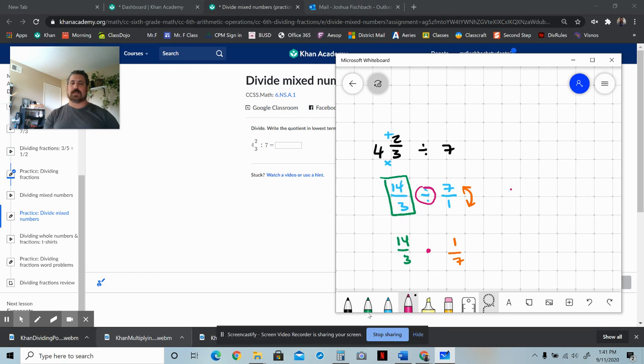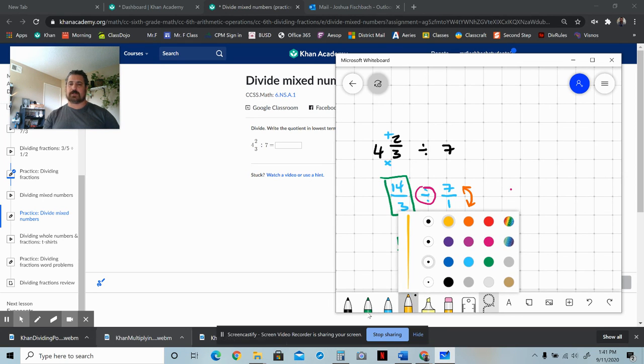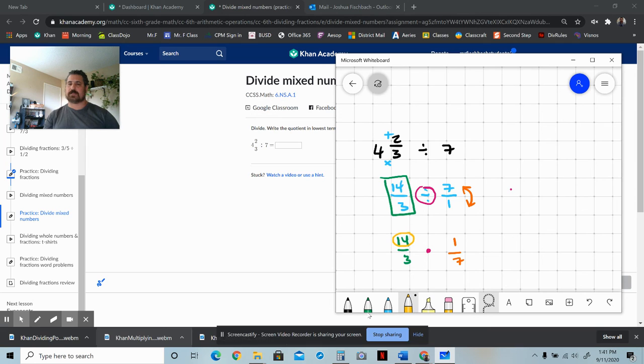And now you're going to look to cancel top and bottom by any common factors, and I'm seeing that there is something we can cancel here. 14 and 7 can both be divided by 7. So 7 divided by 7 is 1, and 14 divided by 7 is 2. And then you're going to multiply across the top and bottom and finish strong. 2 times 1 is 2, and 3 times 1 is 3.